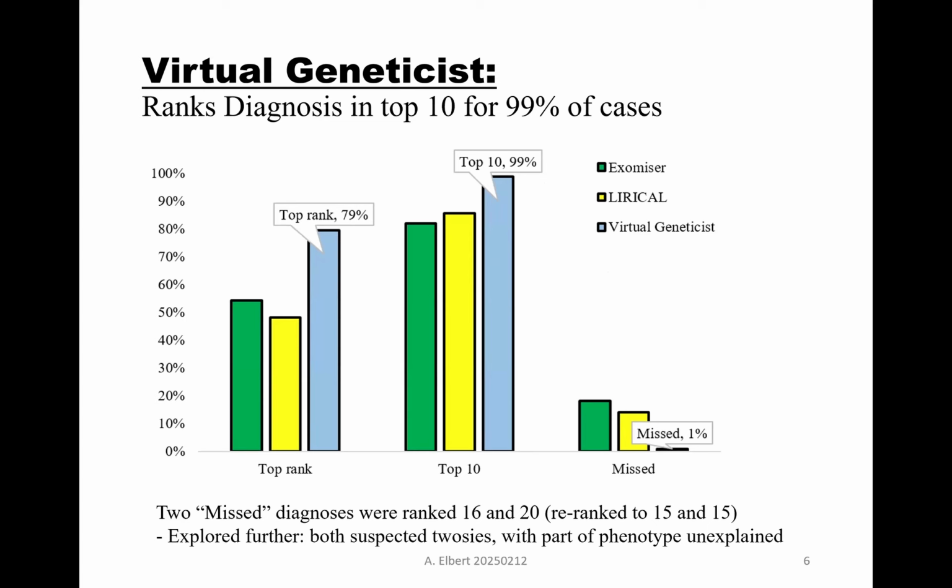You can see here in blue, Virtual Geneticist successfully ranked the diagnostic variant or variants in the number one rank 79% of the time, and the others, it was in the top 10, 99% of the time. This exceeds the other two tools, Exomiser and Lirical's performance on the singleton analysis. The two misdiagnoses here were within the top 20, and they were actually suspected of only being partial explanations for the phenotype, which may have led to why they were not ranked as highly.